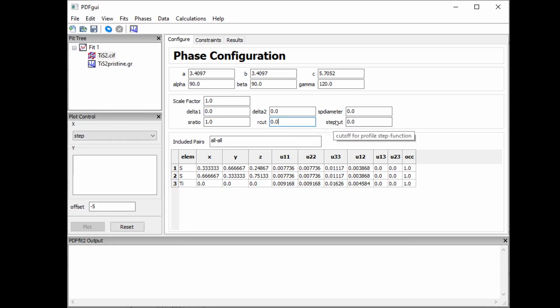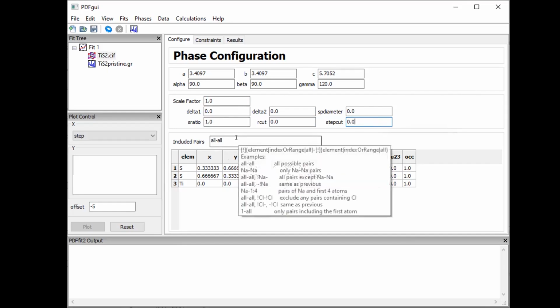And for the step cut, this is basically the cutoff value for the profile function. As I mentioned, there's a profile function which relates to the instrument. So this parameter is telling the software where to cut off. It's some kind of window, to simulate the profile function for the PDF.